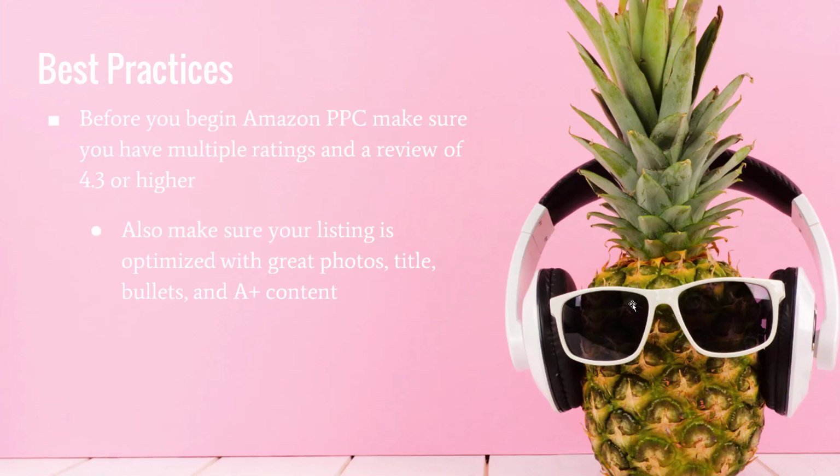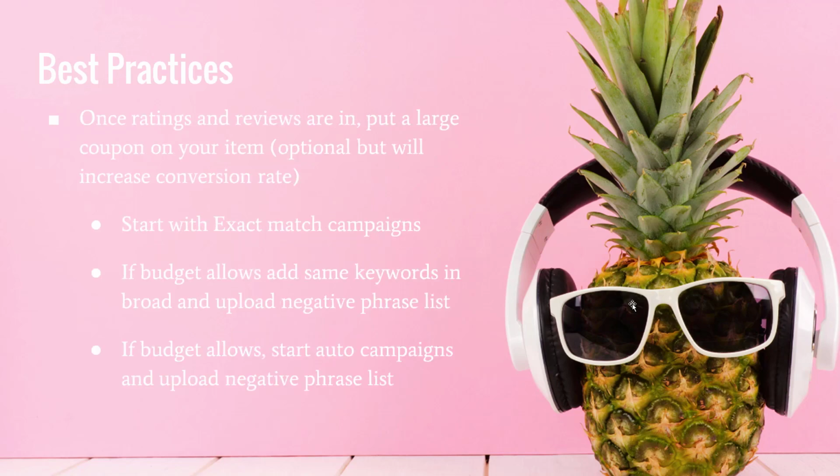So let's go over some best practices. Now, before you begin Amazon PPC, make sure that you have multiple ratings and reviews of 4.3 or higher. Also, make sure your listing is optimized with great photos, titles, bullets, and A+ content. Once your ratings and reviews are in, put a large coupon on your item. This is optional, but it will increase your conversion rate, which will then increase your organic rank.